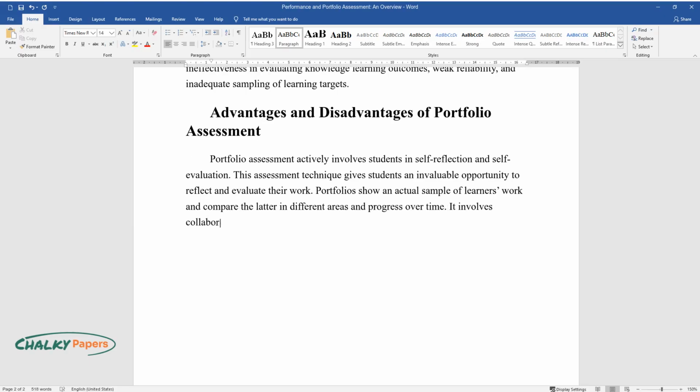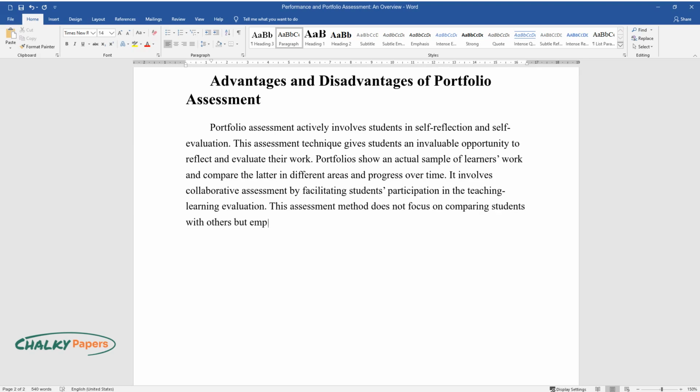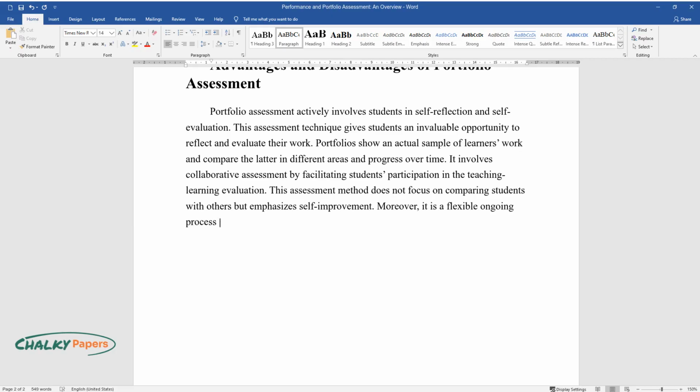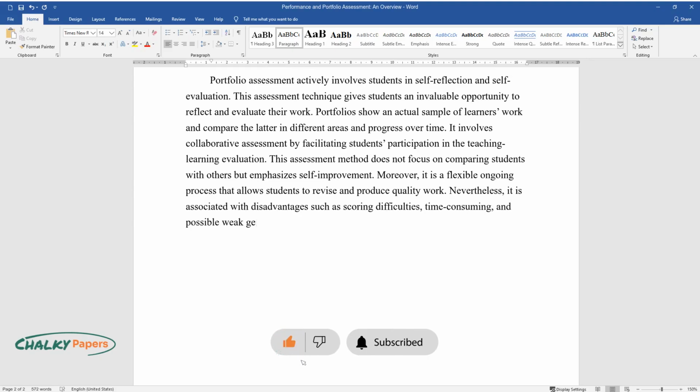It involves collaborative assessment by facilitating students' participation in the teaching-learning evaluation. This assessment method does not focus on comparing students with others but emphasizes self-improvement. Moreover, it is a flexible, ongoing process that allows students to revise and produce quality work. Nevertheless, it is associated with disadvantages such as scoring difficulties, being time-consuming, and possible weak generalization due to sampling of student products.